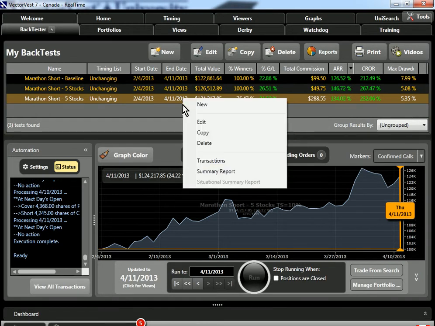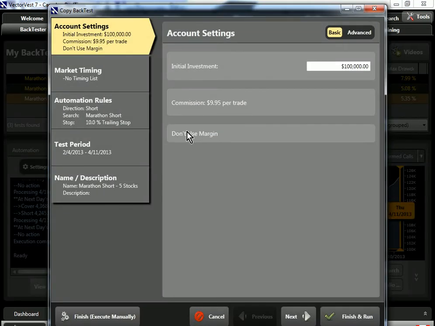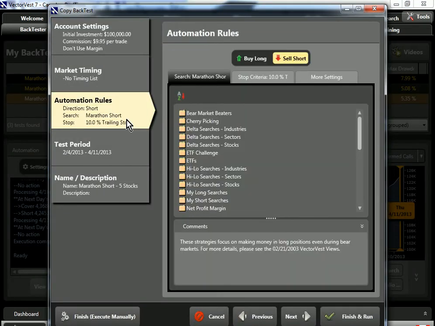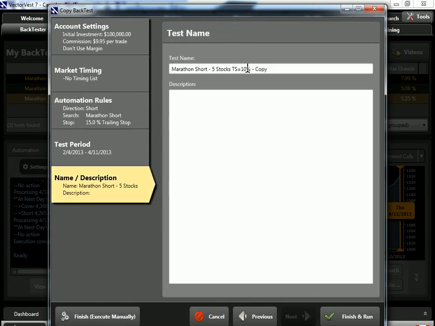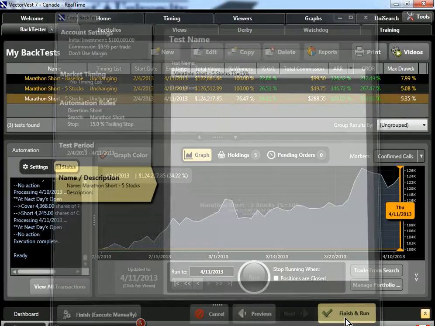I'll right click, go to copy. We'll change it from a 10% trail. Let's try a 15. We'll change our name description, and in this case it'll be 15%. Finish and run.